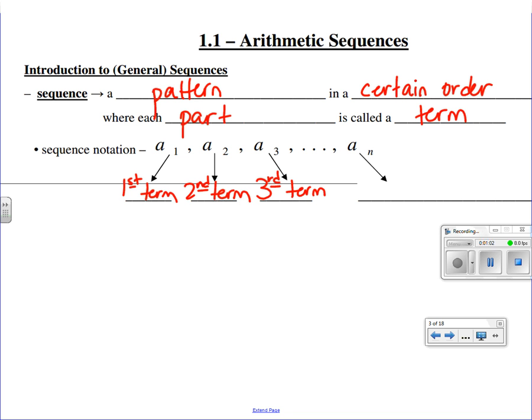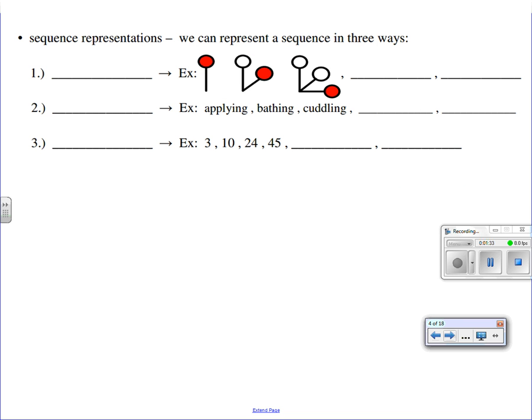And how could we write that last one? The nth term, okay? So that's how you would write that. So A sub 1 is your first term, A sub 2 is your second term, A sub 3 is your third term, and then that's just saying, obviously, it could go on forever. Anybody need more time to write?